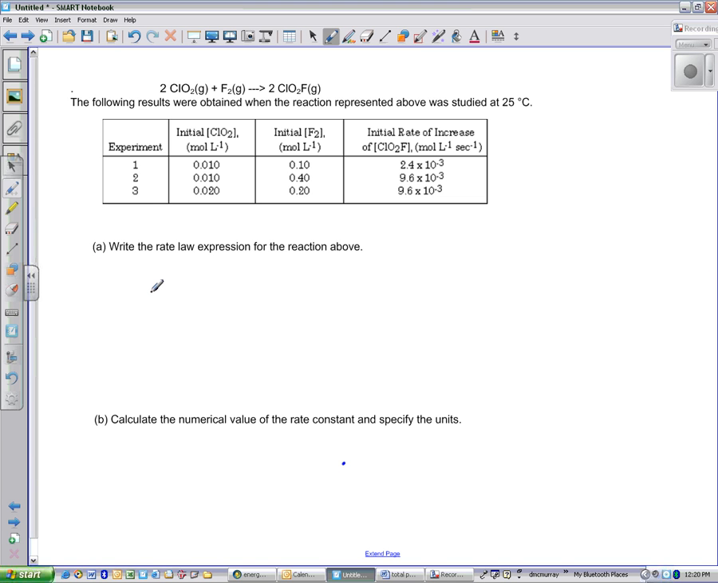Now, in part A of this question, it says write the rate law for the reaction above. Well, generically, a rate law is going to look for this reaction something like this. The rate is going to equal a constant, which we denote as K, times the concentration of the reactants times the concentration of the other reactant, which is F2. Now, each of these reactants has what we call a particular order. And I'm going to show this order with an X and with a Y. Now, X and Y are just two unknowns.